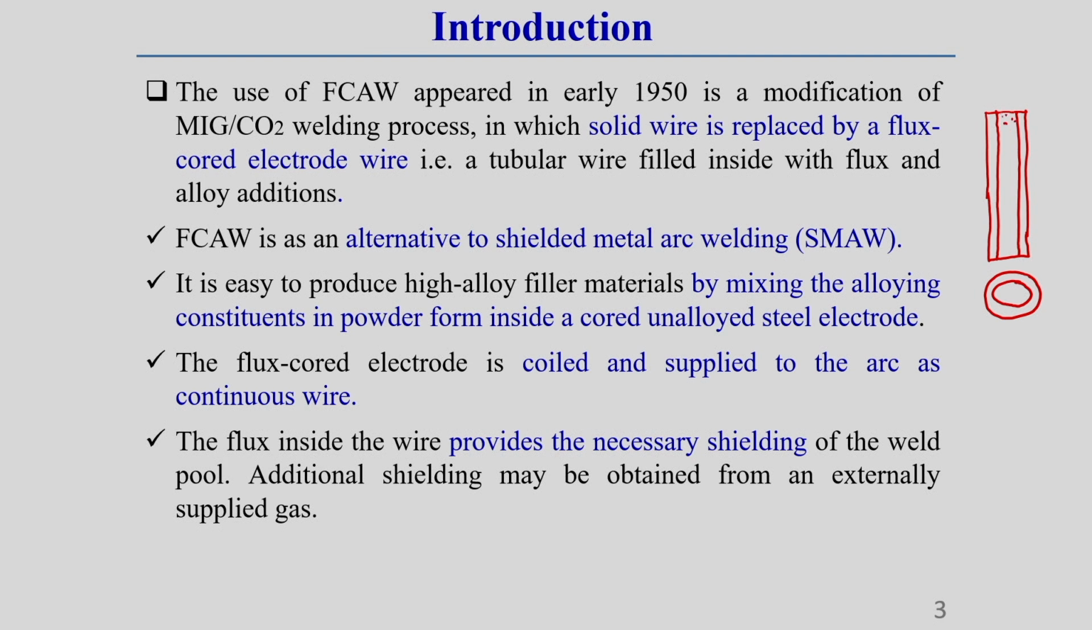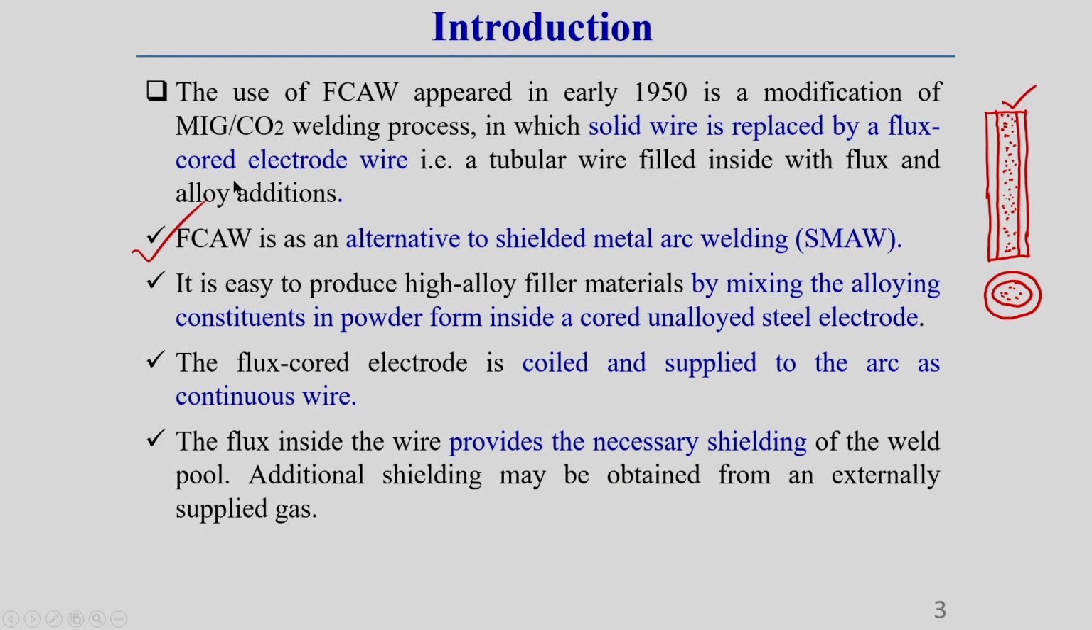Inside this core of the electrode it is filled with flux or some alloying element. So, inside this electrode, or you can say filler wire, there is a hollow channel which is filled by flux or some alloying element. That is why it is called the flux core arc welding process, because there is a flux core inside the consumable electrode.